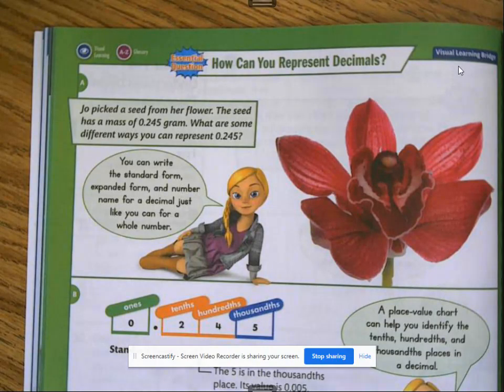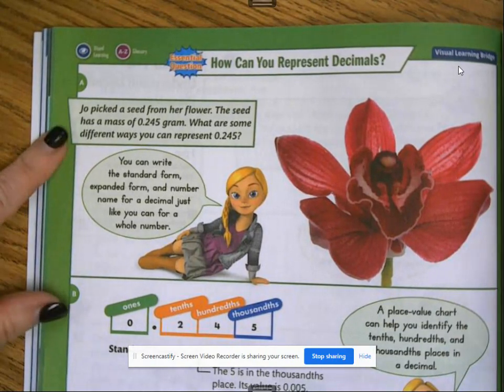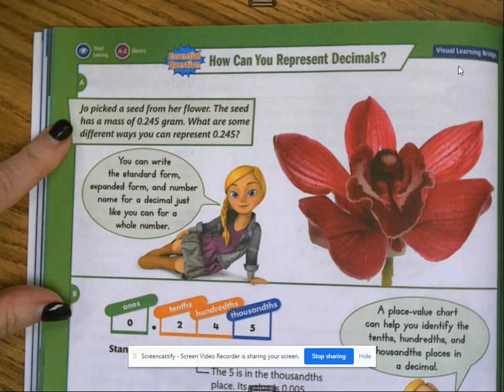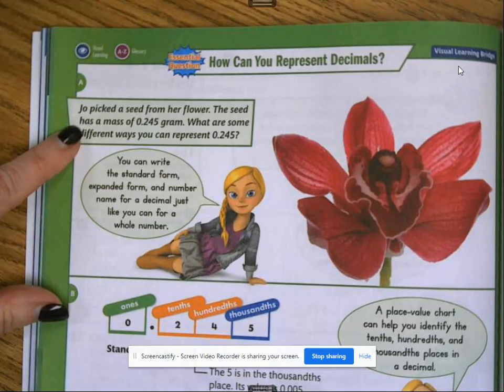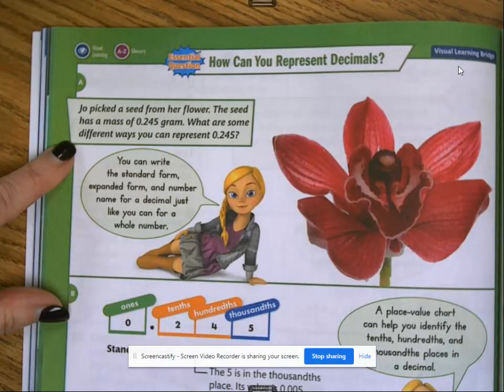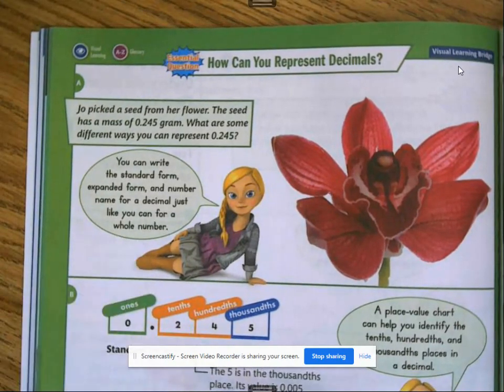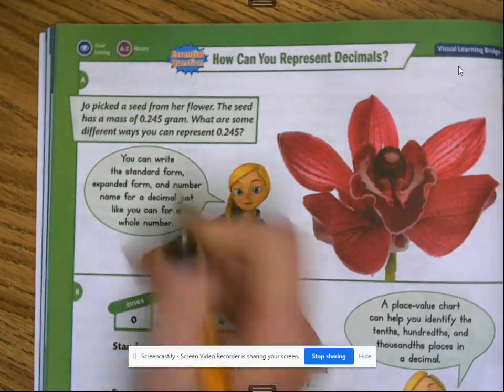I'm sorry, not the solve and share, the visual learning, where we have Joe picked a seed from her flower. The seed has a mass of 245 thousandths of a gram. What are some different ways you can represent 245 thousandths? Now, our little fourth grade helper tells us that we could write the standard form.